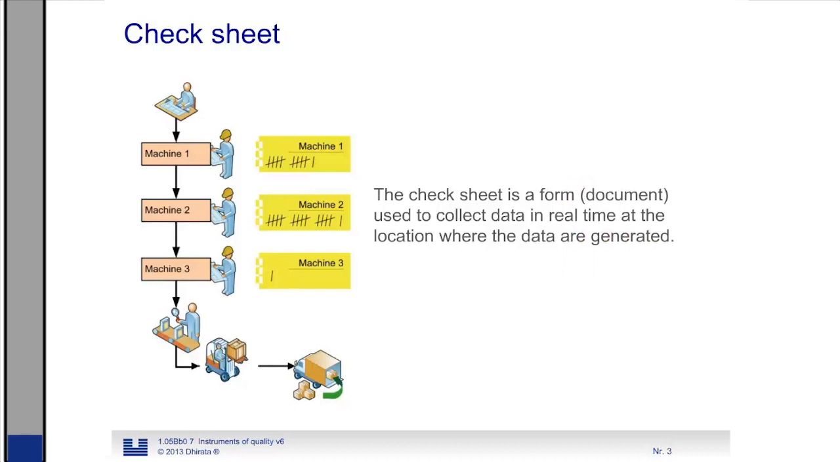In this production line, we see 3 machines. The operator of each individual machine keeps track of when there is a failure. He does this very simply by adding a dash on a card attached to the machine. This way you can see which machine has the most disturbances. How can this help you as a project manager?